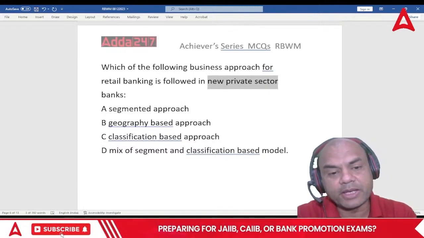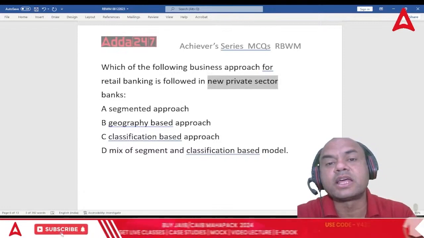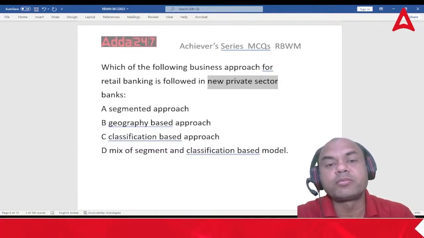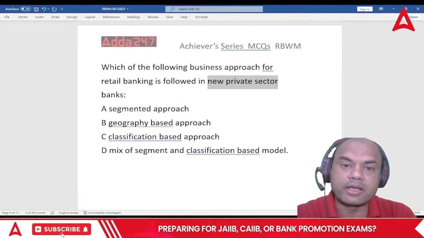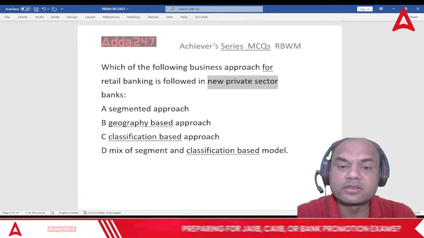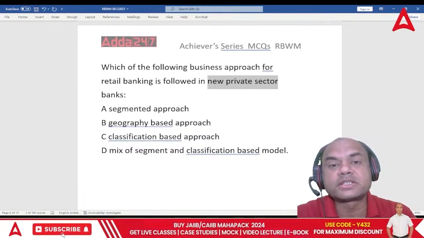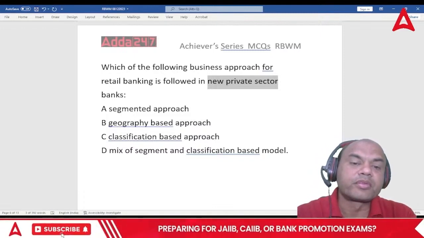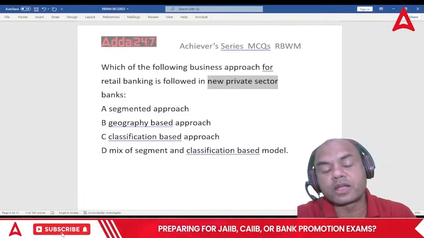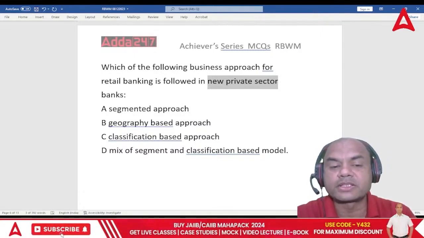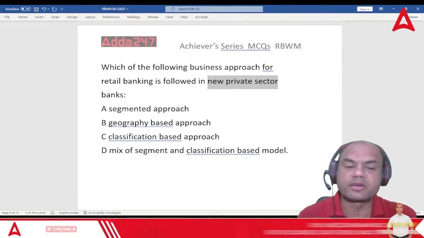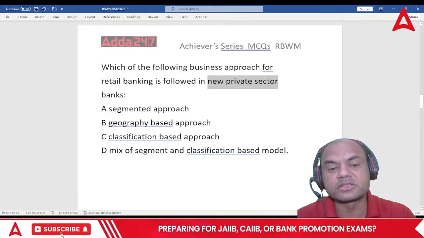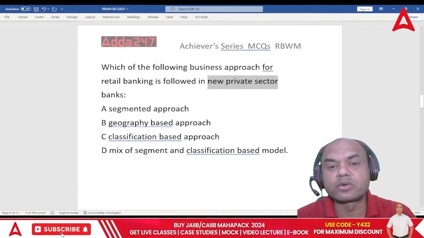So, when these banks came in, they changed the whole scenario of banking. Now, all we see is online banking, everything, we are shifting more towards app banking now, right? Why is it? Because of the competition given by these private sector banks, right? So, now, which of the following business approach for retail banking is followed by these new private sector banks? What should be the answer over here? Is it segmented? Do they have NRI branches, MSME branches? Do they have classification based, means rural, semi-urban?